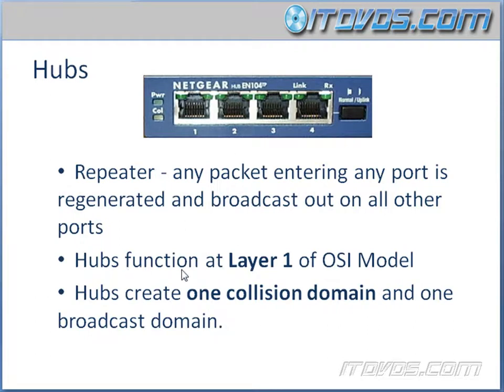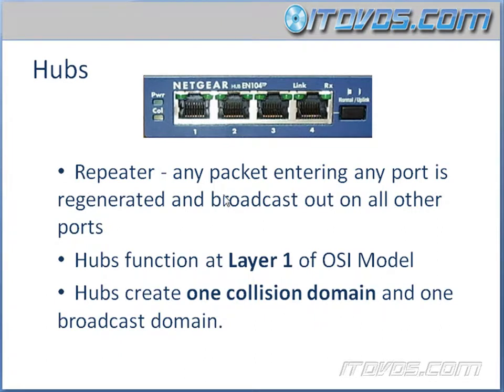And hubs function at layer 1 of the OSI model. Now, we're going to be talking about the OSI model later on, but this is something we'll need to burn into our brain, that hubs function at layer 1. Hubs also create 1 collision domain, as I mentioned, and 1 broadcast domain.